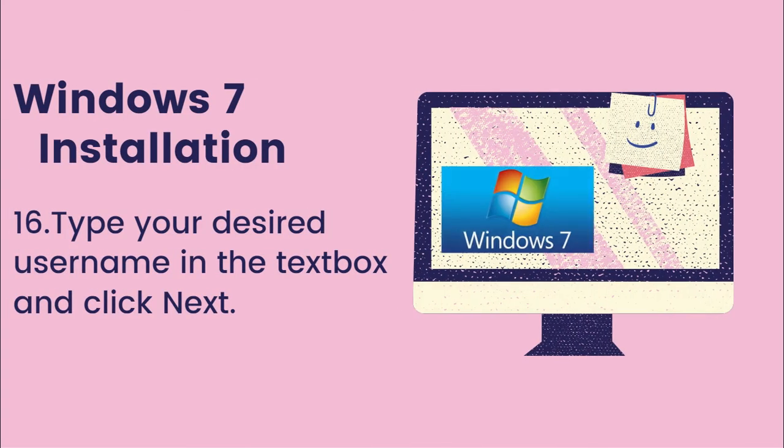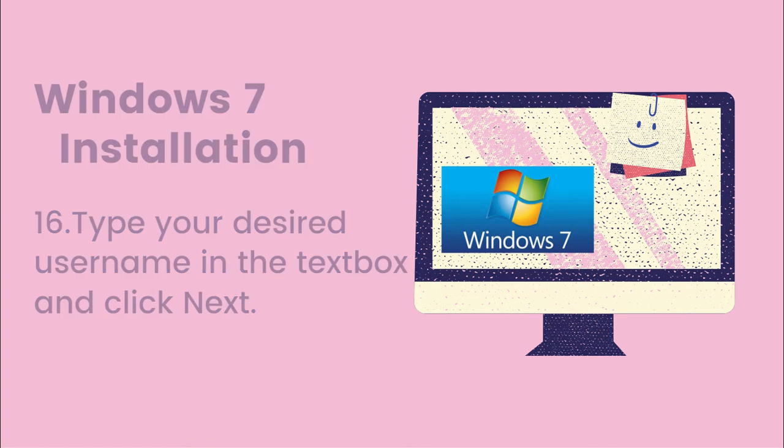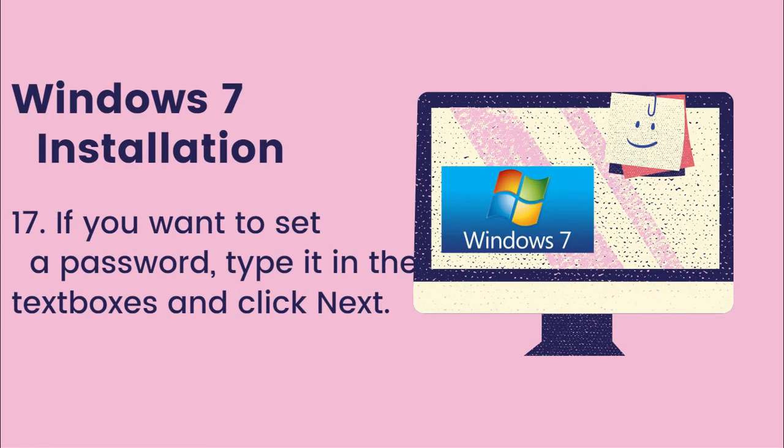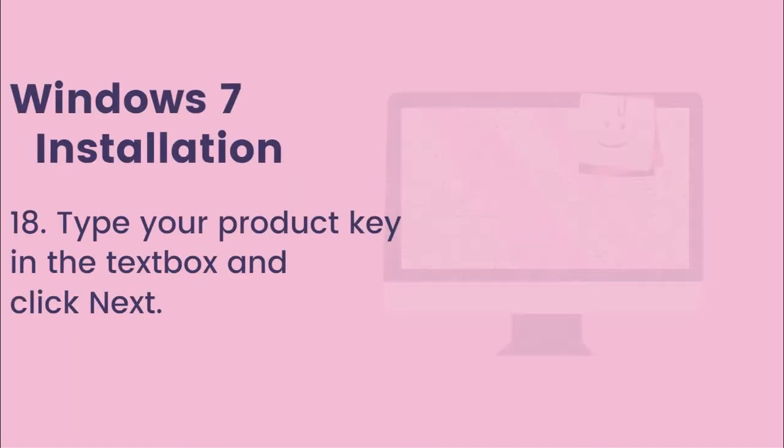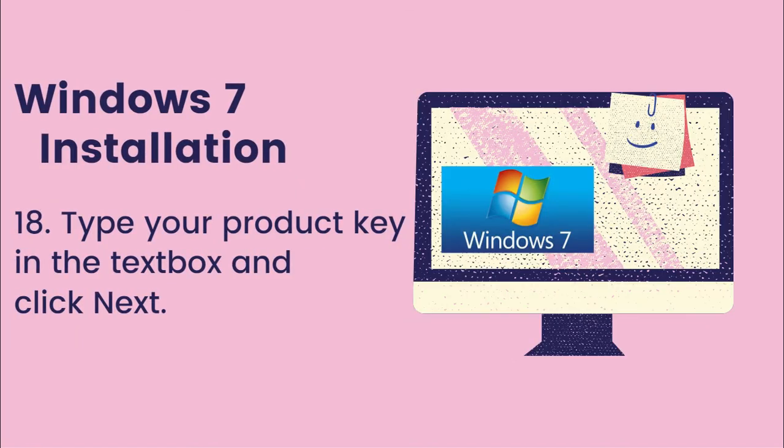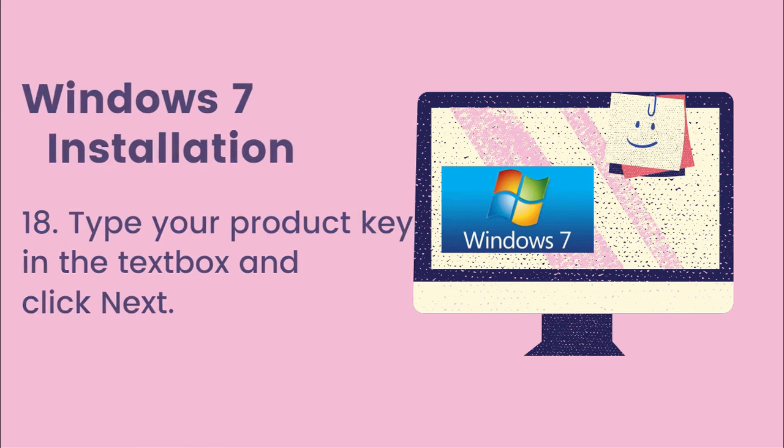Type your desired username in the text box and click Next. It will automatically fill up the computer name. If you want to set a password, type it in the text boxes and click Next. Type your product key in the text box and click Next. You can also skip the step and simply click Next if you want to type the product key later. Windows will run only for 30 days if you do that.